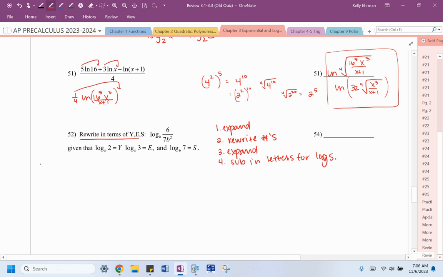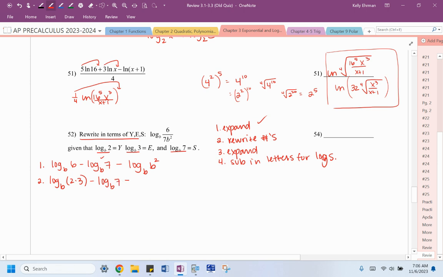Okay, so following my first steps, expand. Log base b of 6 minus log base b of 7 minus log base b of b squared. Expand, done. Rewrite numbers. We have log 2, log 3, log 7. So this log 7 is fine. This log 6 needs to be rewritten as 2 times 3, or 3 times 2, whatever.